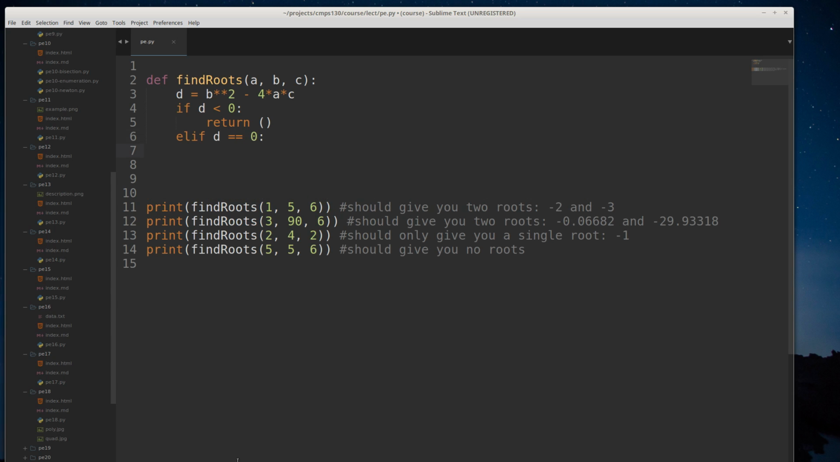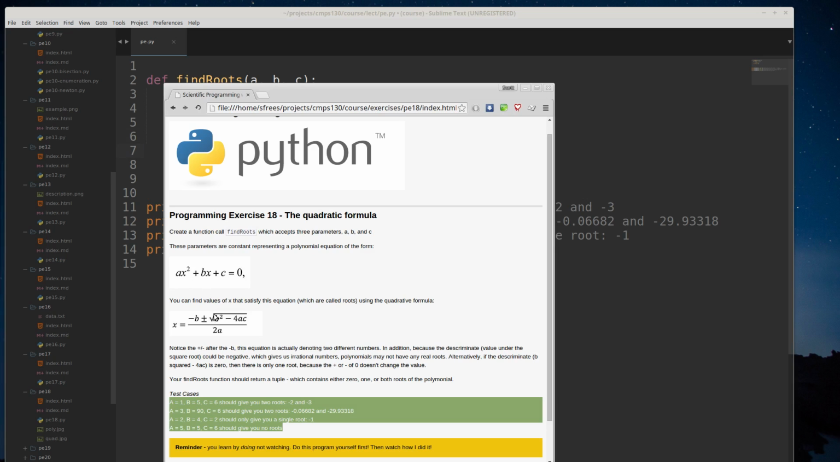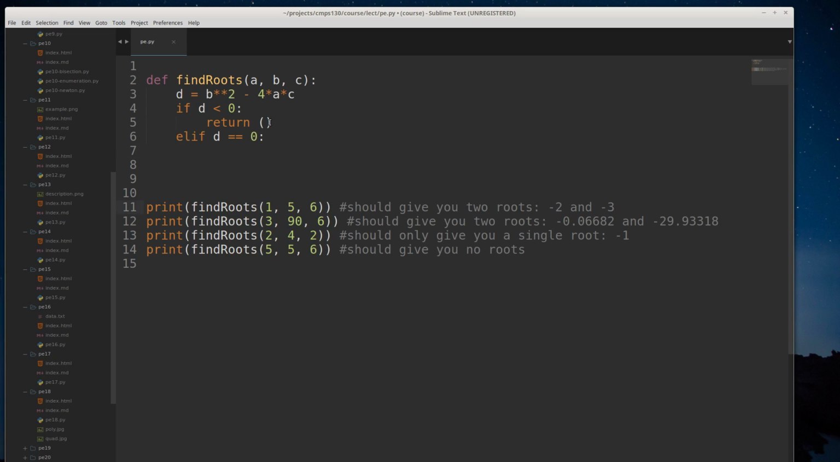And so if it's 0, if we look at that formula, if this portion is completely 0, then the answer, the one root, is just negative b over 2a. But now we're going to return a tuple, remember. The return value of find roots is a tuple no matter what. It's either going to be an empty tuple, a tuple with one element, or a tuple with two elements. So we've got the negative b divided by 2 times a.